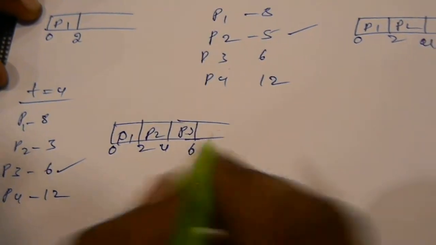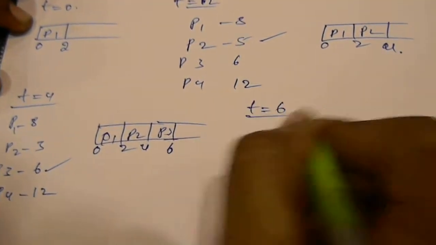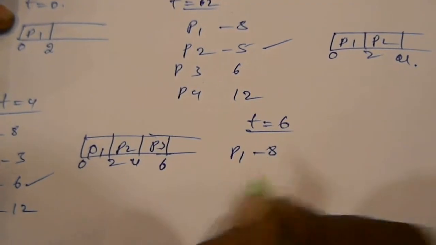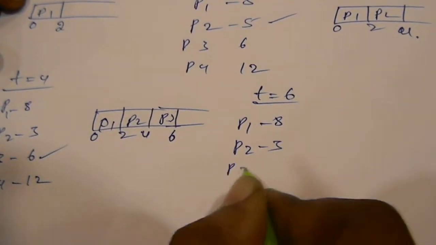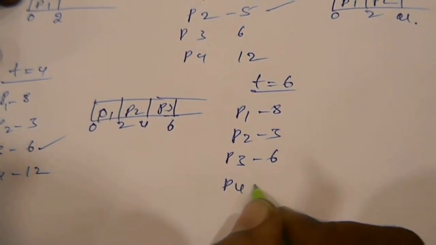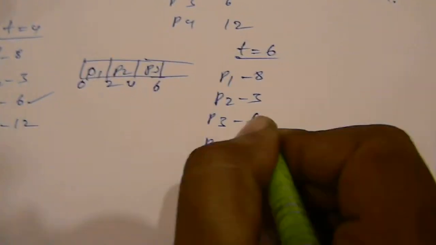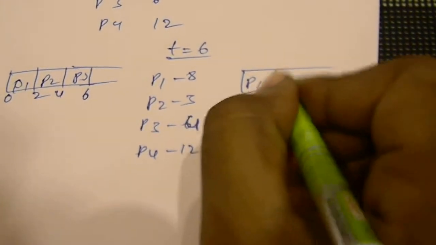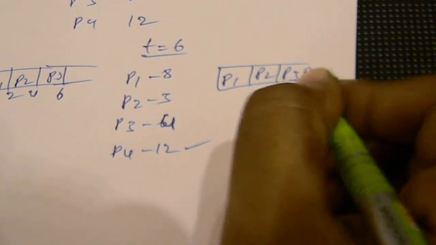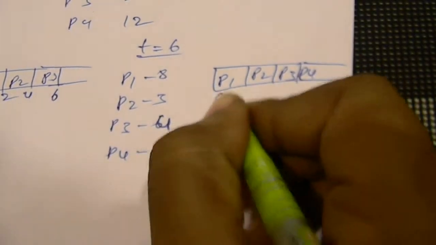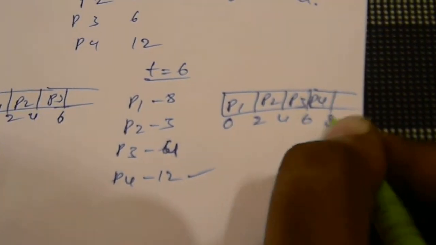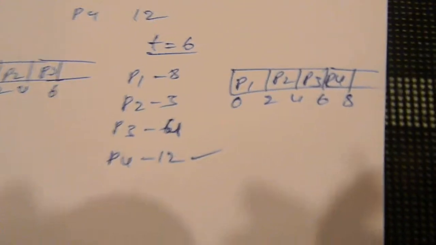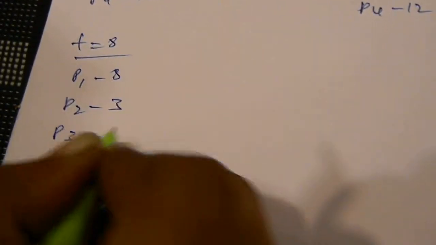only 2 milliseconds, and at t equals 6 milliseconds, P1 8, P2 3, P3 4, P4 12. Now P4 starts execution. P1, P2, P3, P4, 0, 2, 4, 6, 8. At t equals 8, P1 with 8, P2 with 3, P3 with 4, P4 with 10.